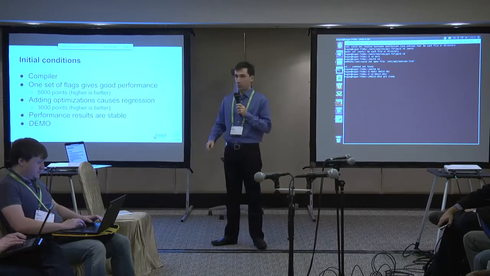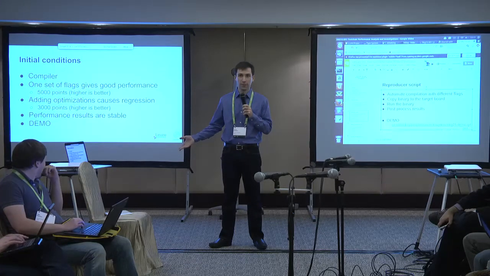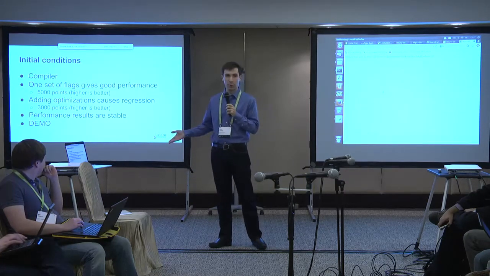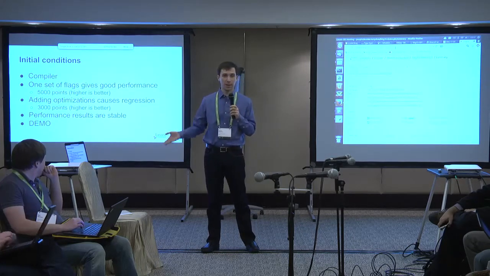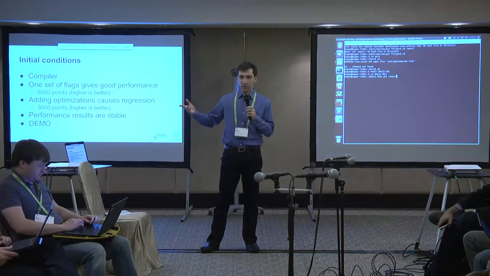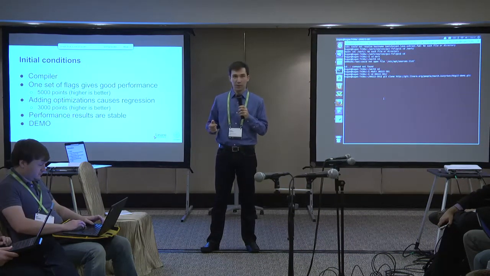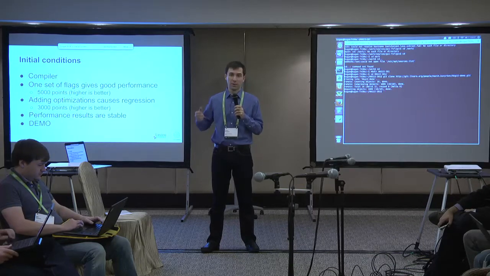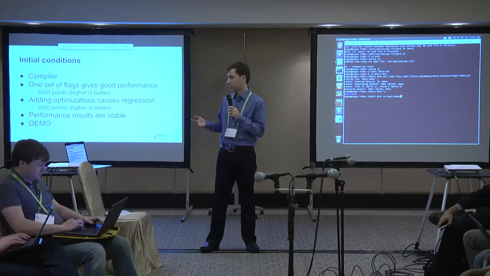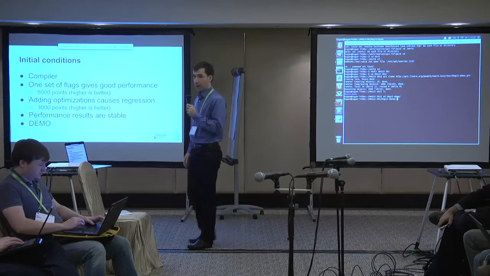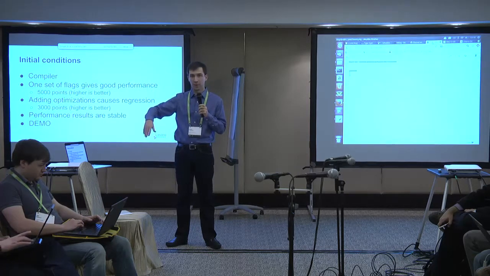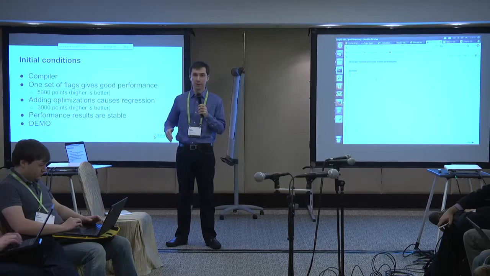So, in the initial conditions, we have a compiler. We have some piece of ARM hardware, and with one set of compiler flags, we get 5,000 points on the benchmark. With slightly different compiler flags, we have 3,000 points on the benchmark. That kind of performance difference is very big. Usually it is considered to be a regression if performance goes down by 10%. In this case, we have something like 40%. And we can reproduce the performance problem stably. So if we run the benchmark 10 times, we will get very similar results for those 10 runs.